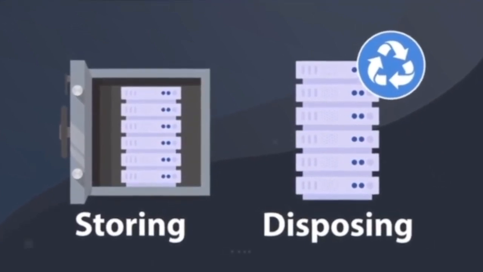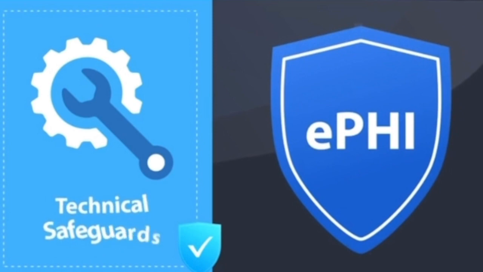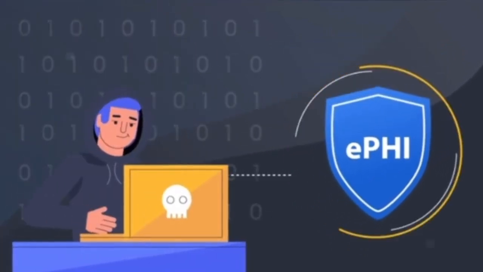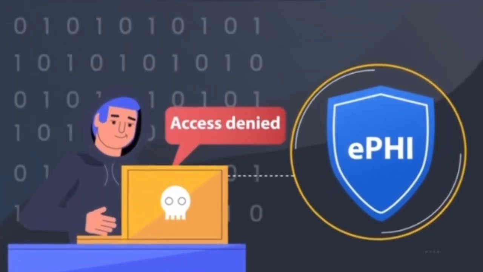The last type of safeguard, technical safeguards, are equally as important to ensure that there's a low probability of a breach of PHI.